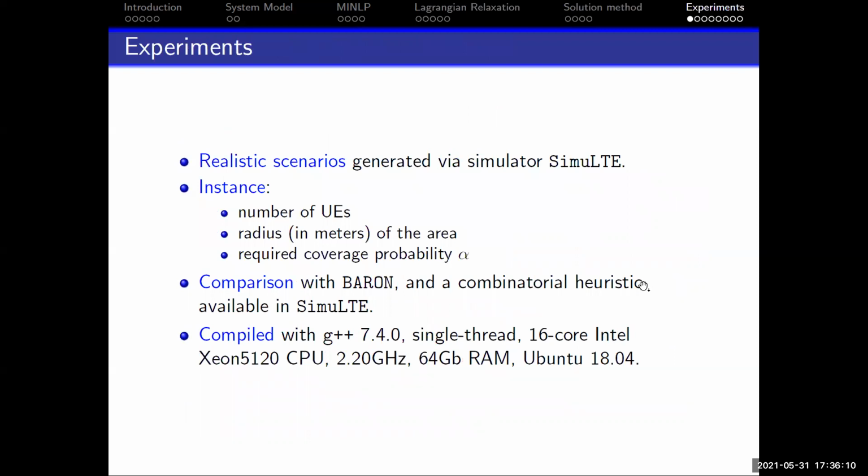So we get to the experiments now. We used realistic scenarios which our colleagues from the engineering department produced using a simulator. Instances are distinguished by the number of user equipments, the radius of this local area in meters, and the coverage probability, which is the quality of service requirement. We compared with BARON and a Taylor heuristic that was implemented by engineers.